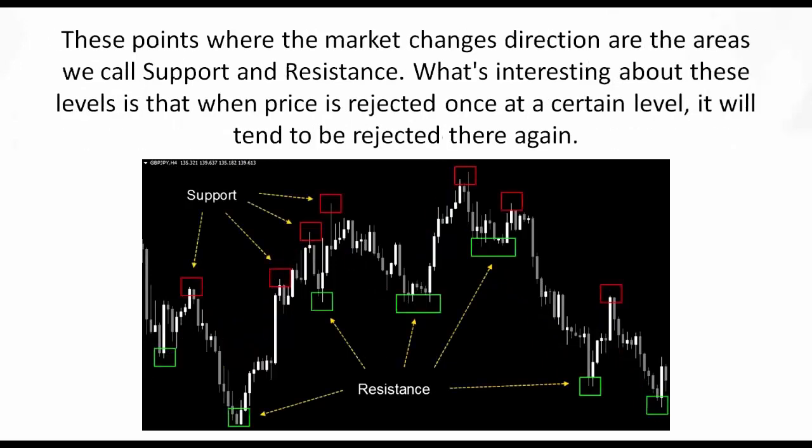Now, the points where the market changes direction are the areas that we call support and resistance. What's interesting about these levels is that when price is rejected once at a certain level, it will tend to be rejected there again. Now, this chart is just showing us the different areas of support and resistance. The green boxes are where we have support. Price bottoms out and then moves up. Price bottoms out, moves up, bottoms out, moves up.